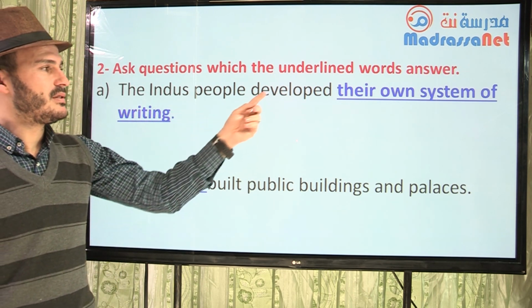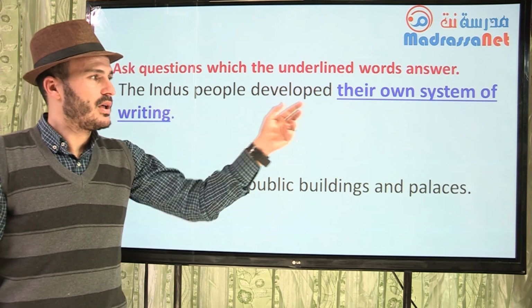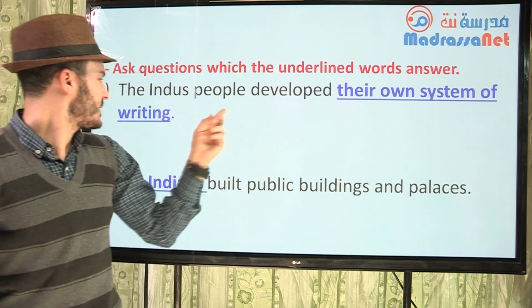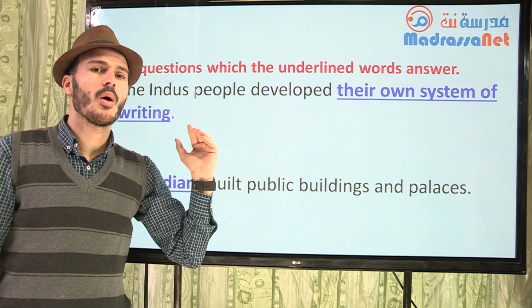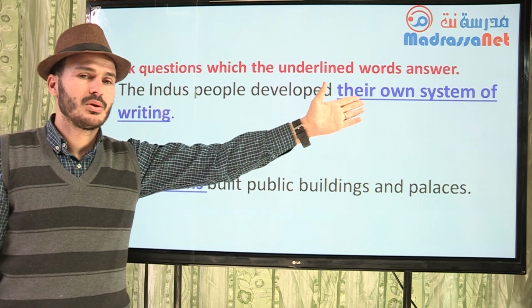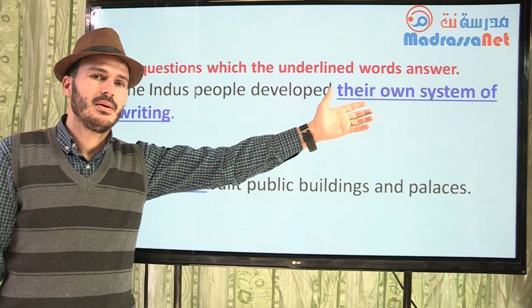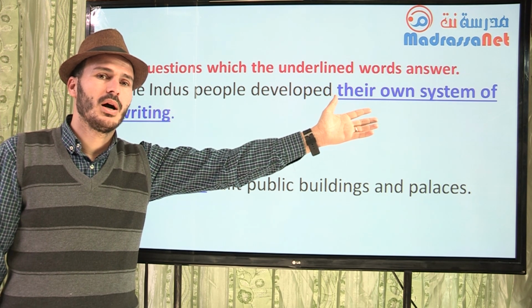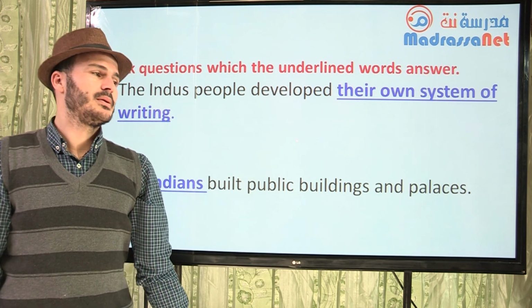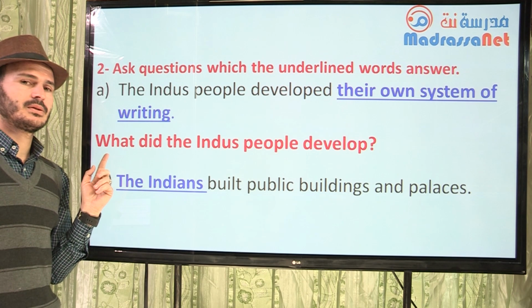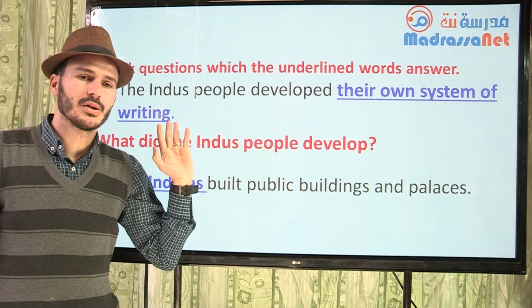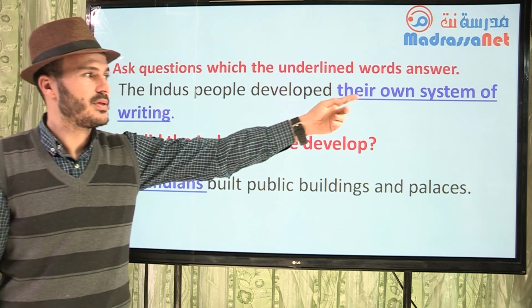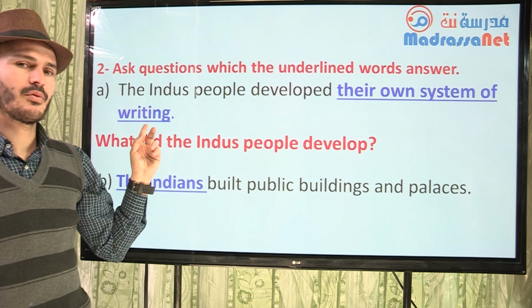The Indus people developed their own system of writing. Notice that their own system of writing is an object. We now want to ask a question about a thing, as we say in Arabic, what is the thing. So we use what. What did the Indus people develop? They developed their own system of writing.